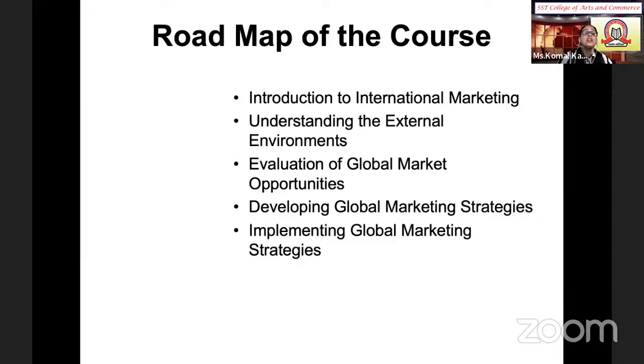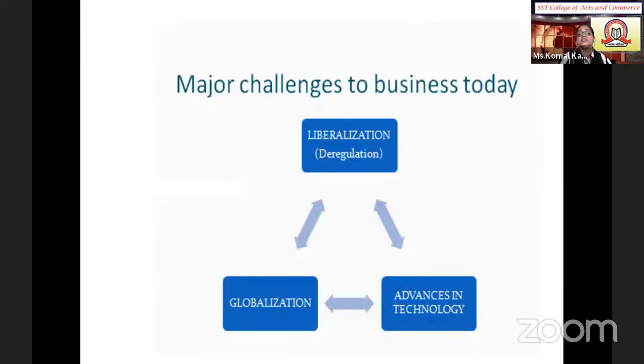Let us try to understand what exactly international marketing is. We have to understand external environments. We have to evaluate global marketing opportunities. We have to understand developing global marketing strategies and how to implement global marketing strategies. Now, presently, specifically, we can quote the example of the past 2.5 years of darkness in business that is due to the pandemic. There has been a huge rise in the challenges, but these three can be taken mainly into consideration.